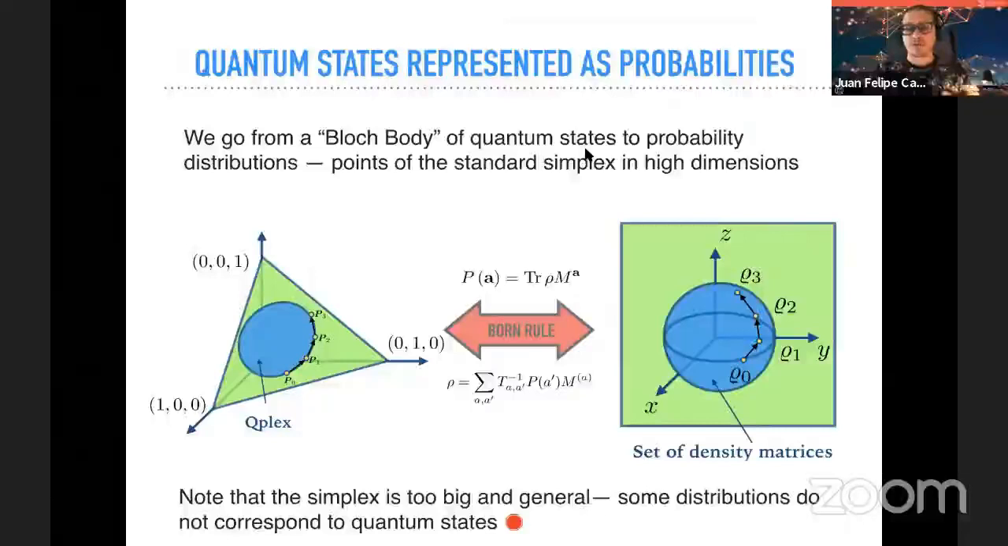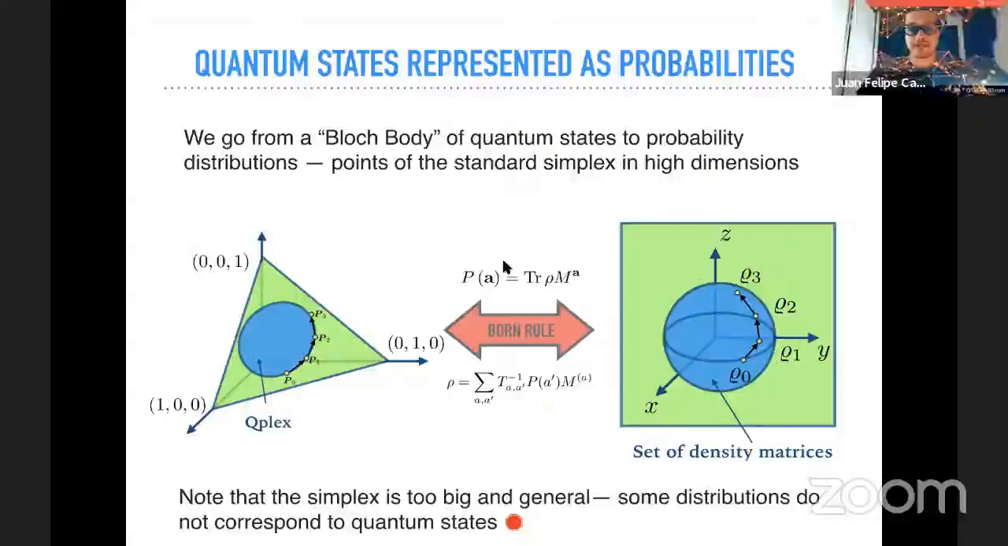So what we're doing effectively is going from a representation in terms of the density matrix in the Bloch body in higher dimensions. So this is not a sphere. This is a schematic representation in high dimensions. We cannot picture it. And then we're moving all that information about the quantum state into a probability distribution in a simplex, which is the geometric structure where probability distributions live, okay? So that happens through the Born rule. You can go from one to the other and vice versa through these two relations.